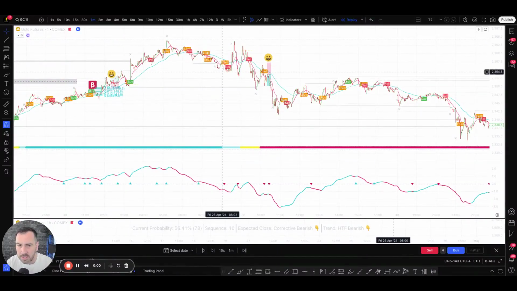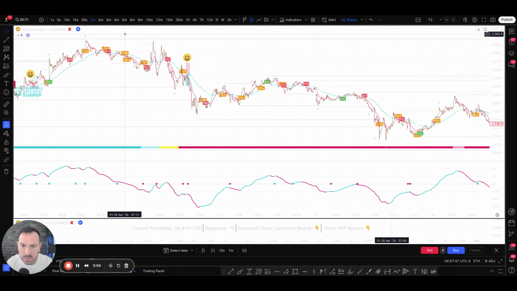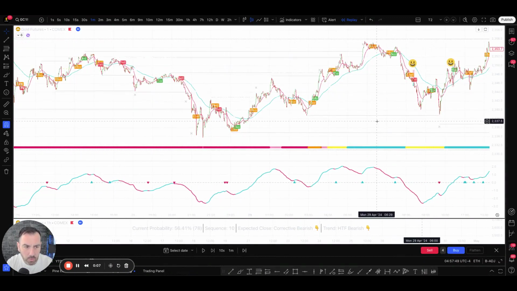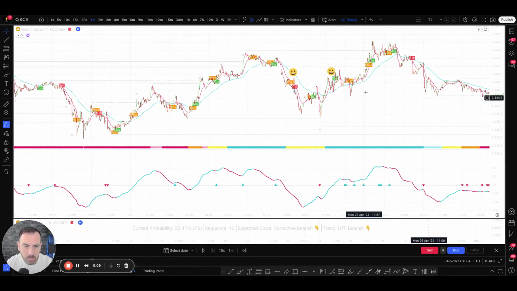Look, as you can see, these setups are happening regularly, all the time. Daily, weekly, a consistent way to get yourself profitable.